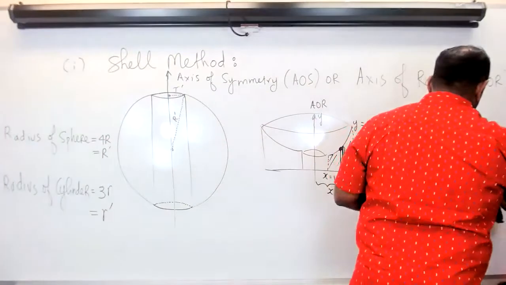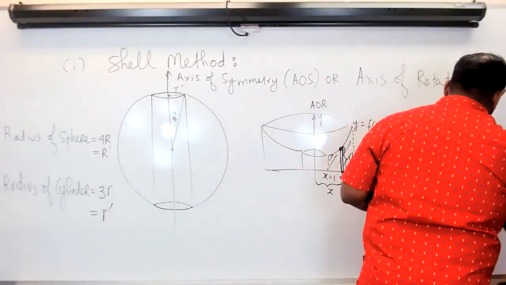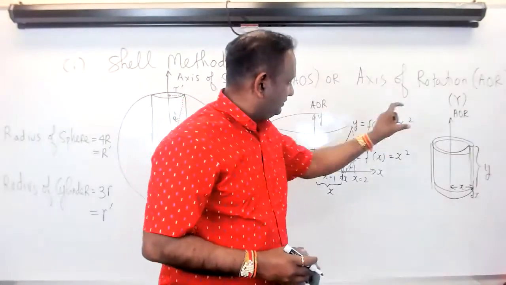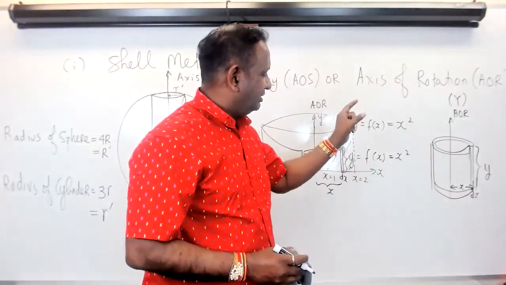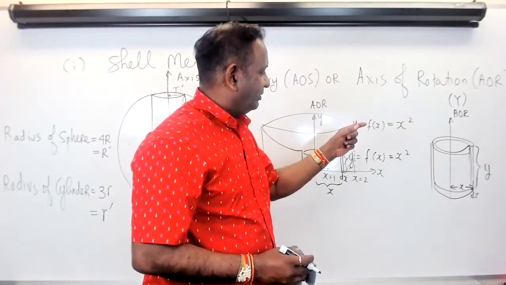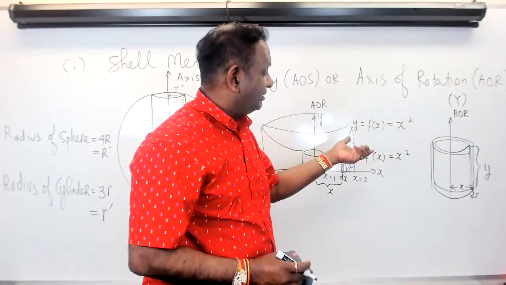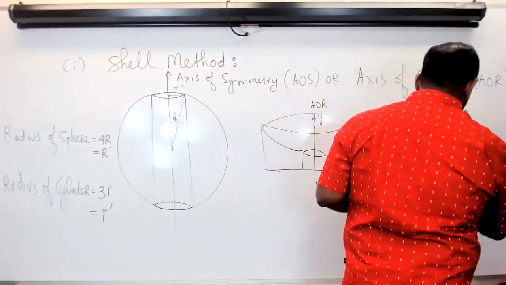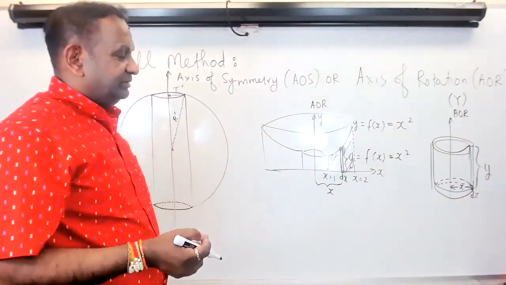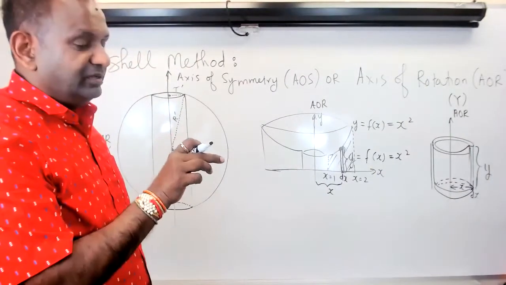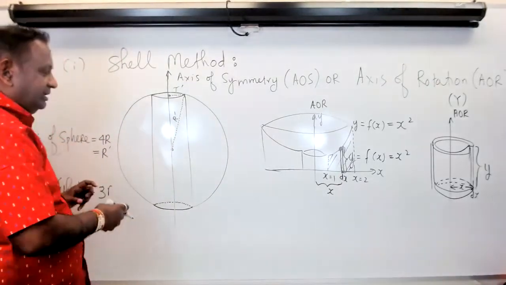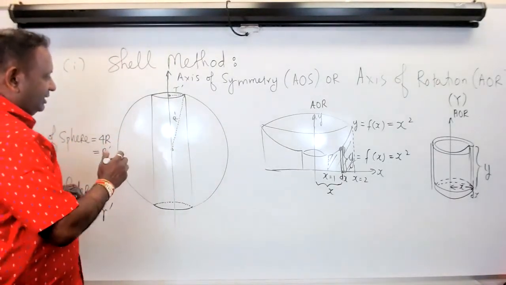This is y. This is x. This is dx. It's the same thing. I took this strip out and rotated it about the y-axis to create a cylindrical shell, with the thickness of dx, the height of y and radius of x. That same thing I'm trying to apply over here, the same technique. Look at what I'm going to do.